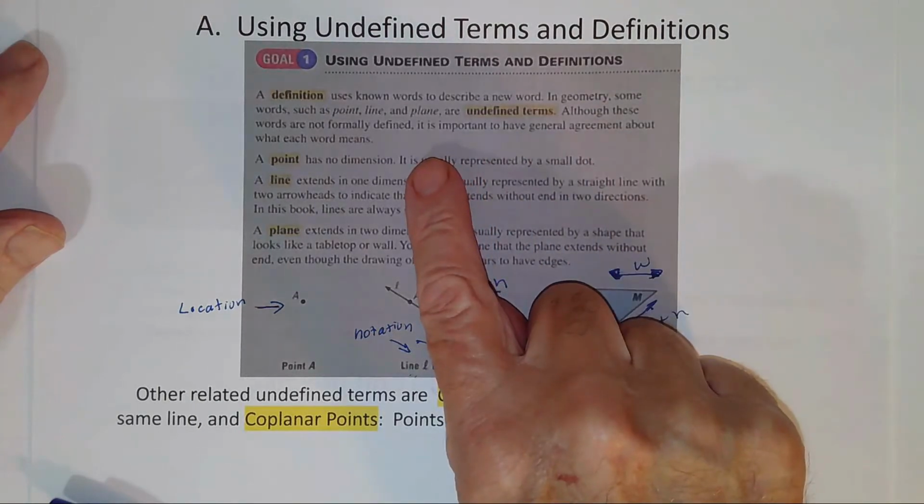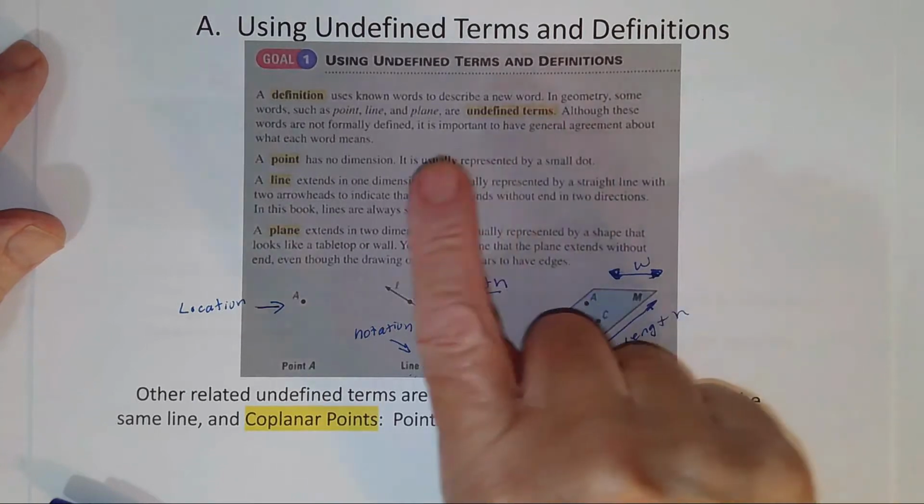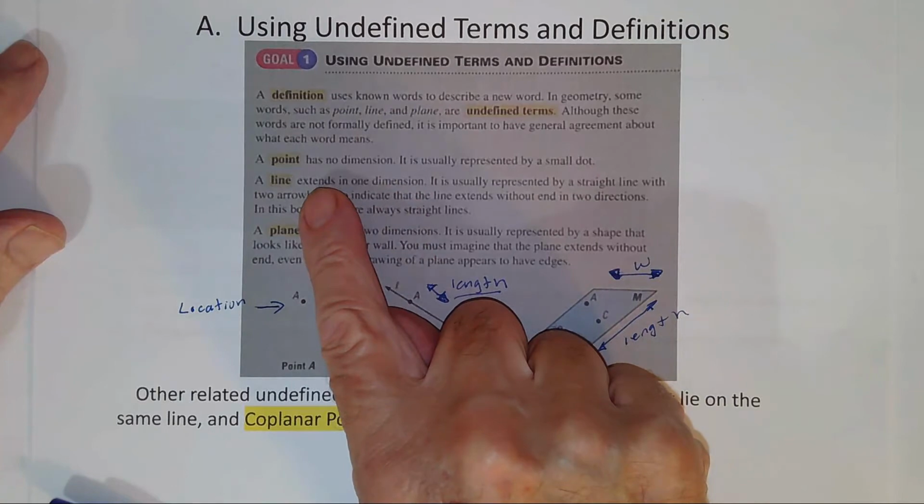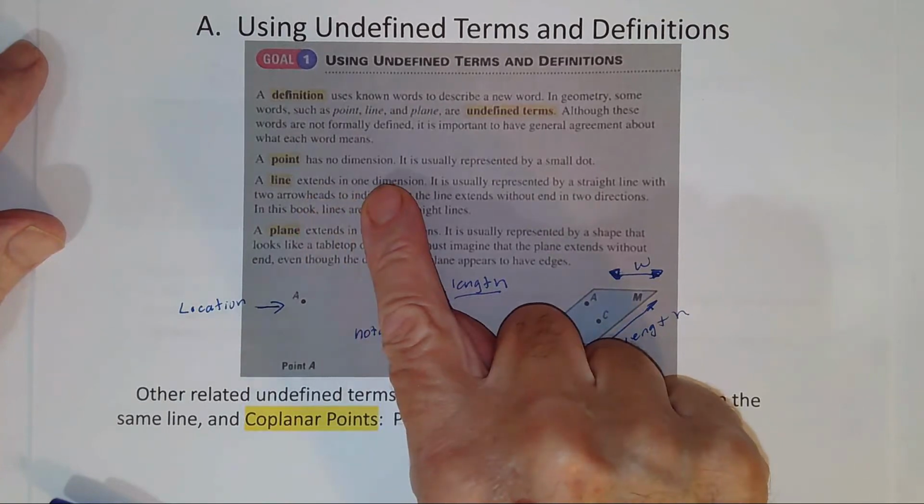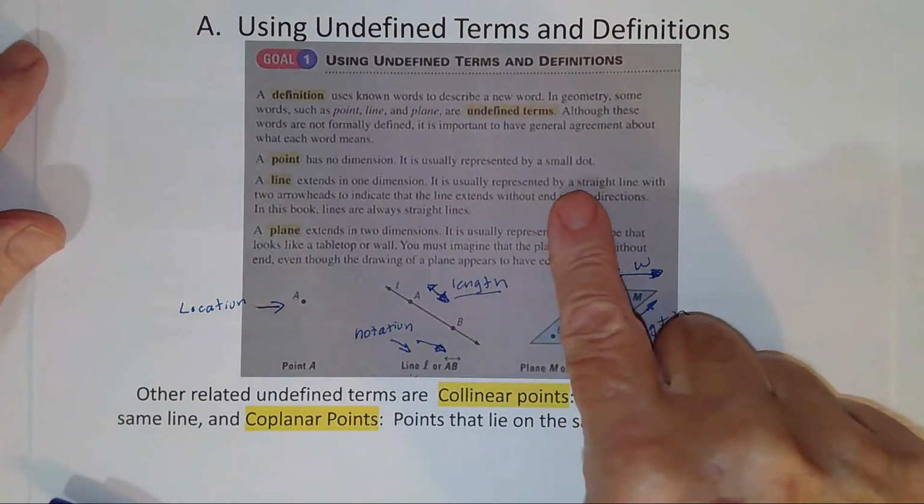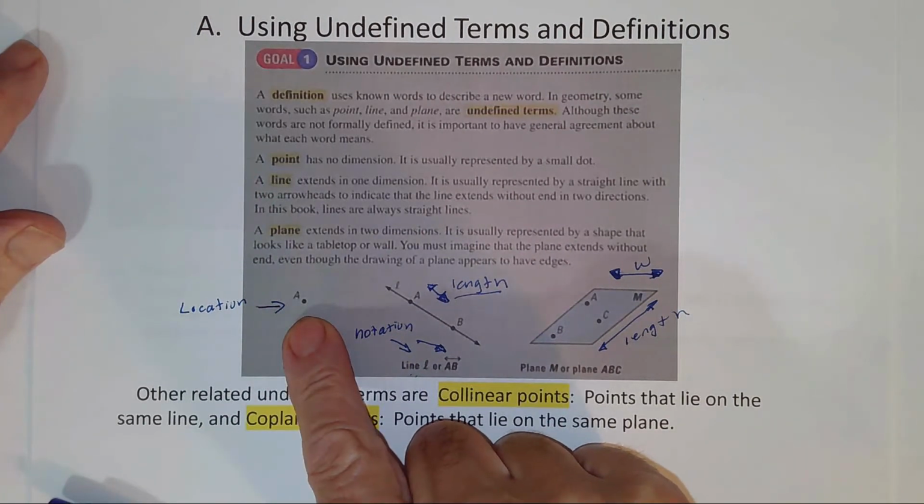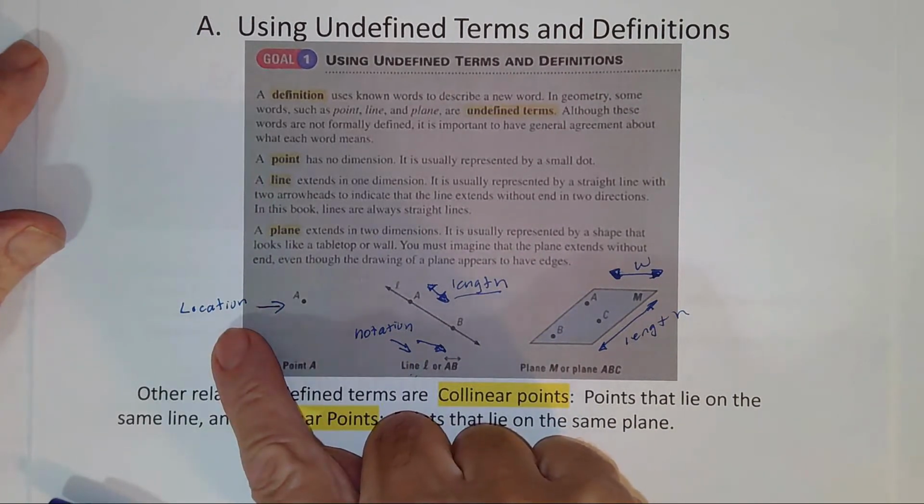Okay, so let's make sure we've got general agreement on what these are. A point has no dimension. It is usually represented by a small dot. So here it is, a small dot. It's represented, and it's just a location. All it is, is a location.